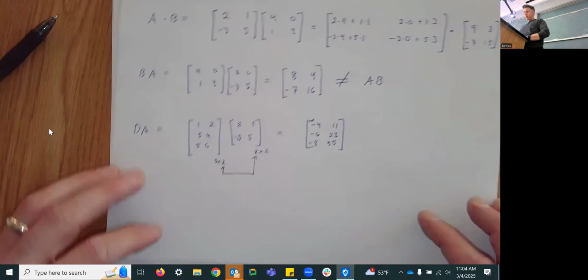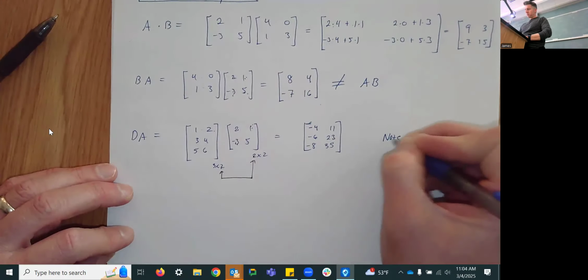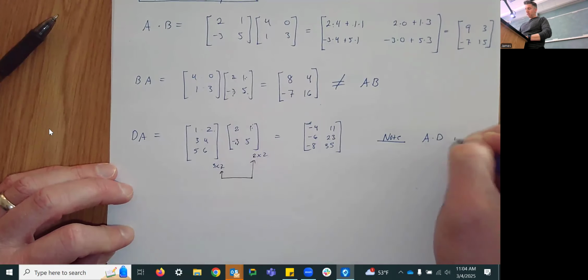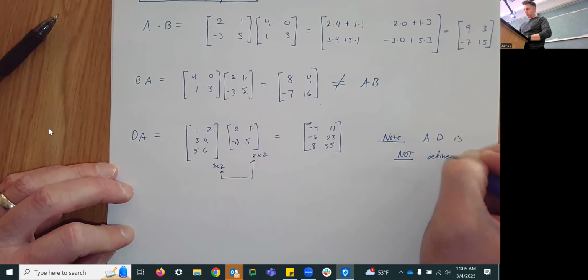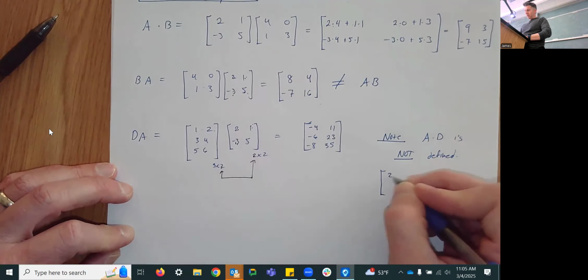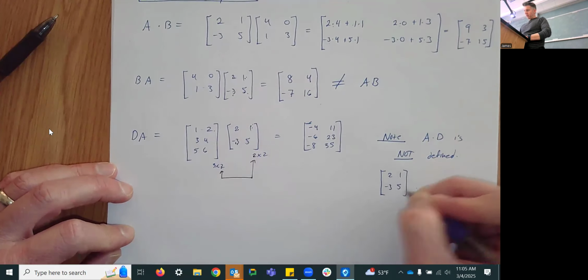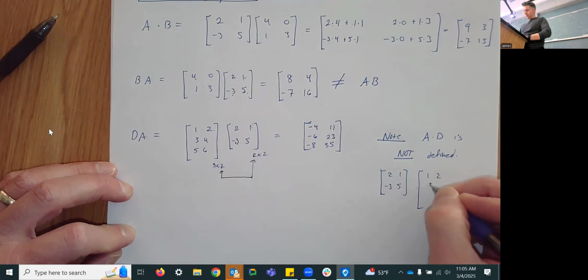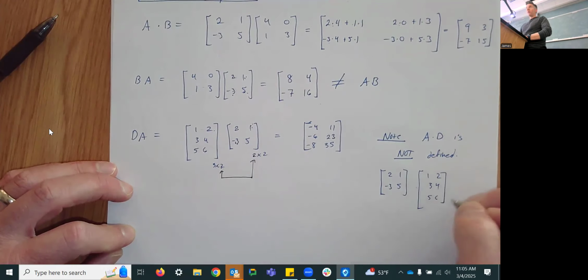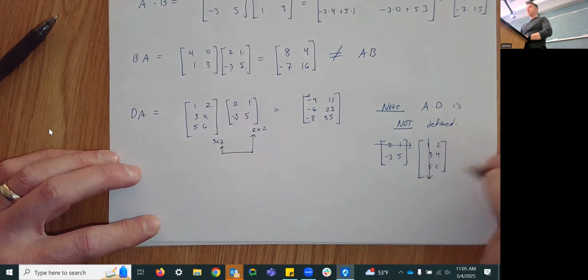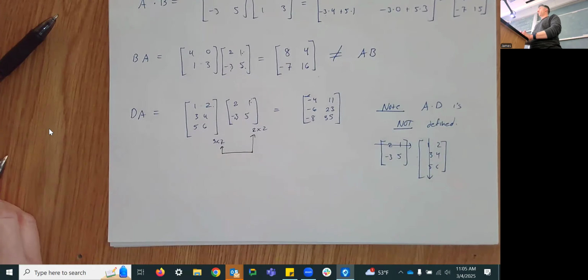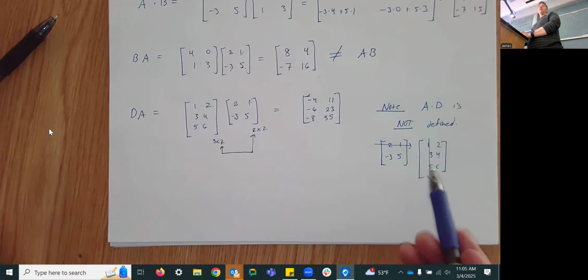On the other hand, A times D is not defined. You try to write it out. A is 2, 1, negative 3, 5. D is 1, 2, 3, 4, 5, 6. We cannot dot the rows of A with the columns of D because there's a mismatch in the number of elements. The rows of A have 2 entries, the columns of D have 3 entries. We can't dot those things together. They have to have the same number of entries.